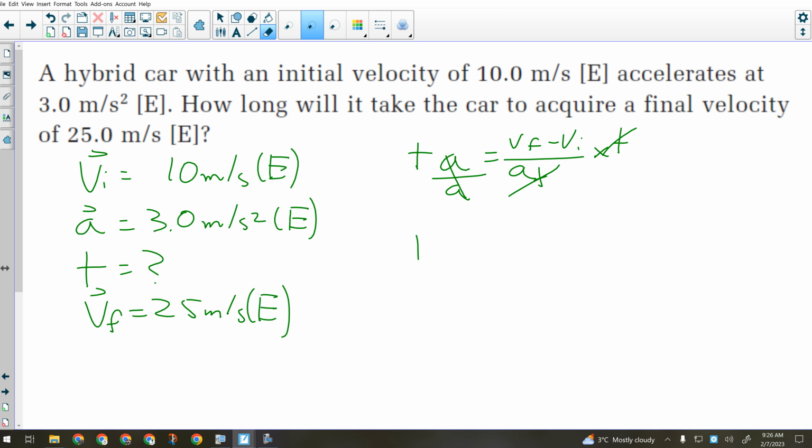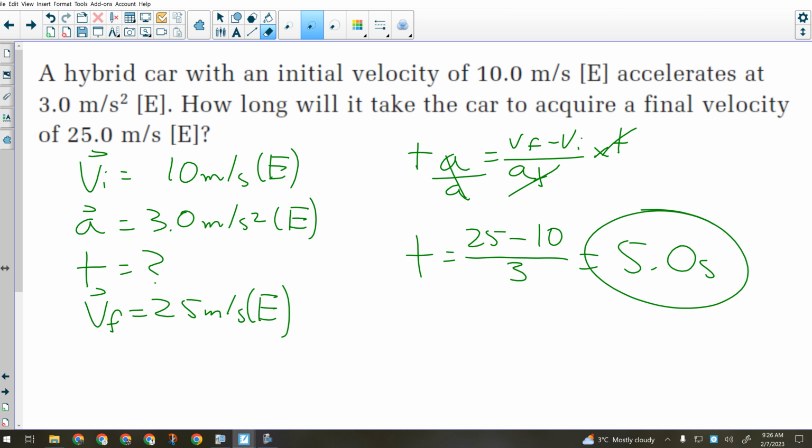All right, so t equals then 25 minus 10, because my final was 25, my initial was 10, and they accelerated at 3 meters per second squared. So 25 minus 10 is 15. 15 divided by 3 tells me this is going to take 5 seconds. Okay.